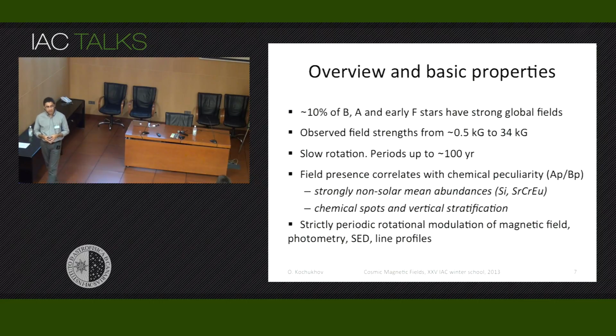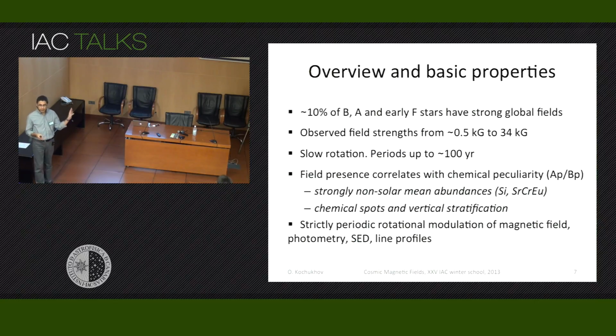Magnetic fields in these stars have global organization, meaning that if we, for instance, observe longitudinal magnetic field, usually what we get is a simple sinusoidal curve, indicating that, presumably, the magnetic field is roughly dipolar.